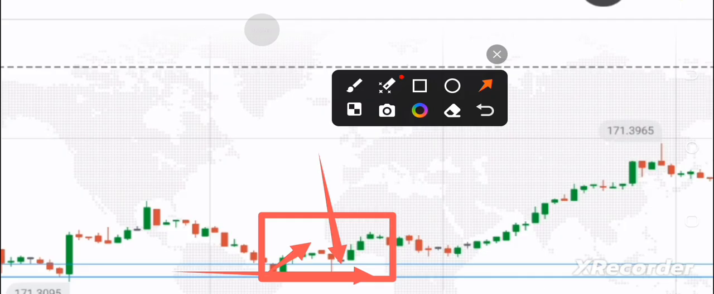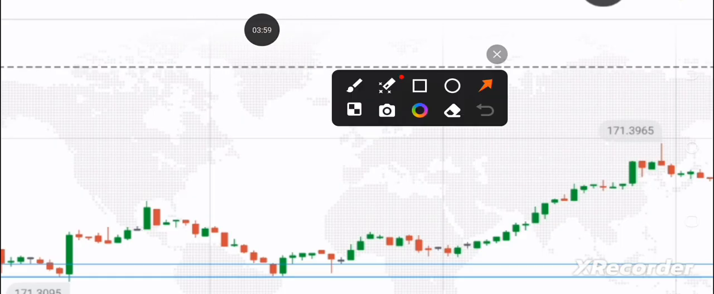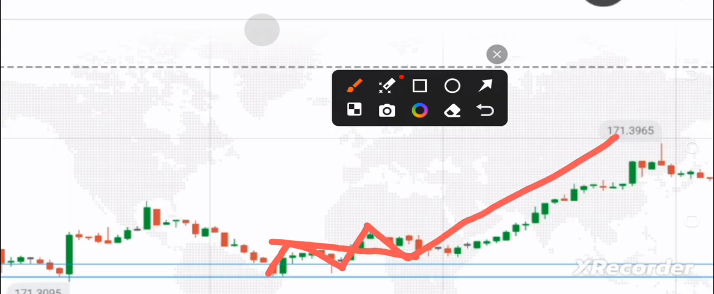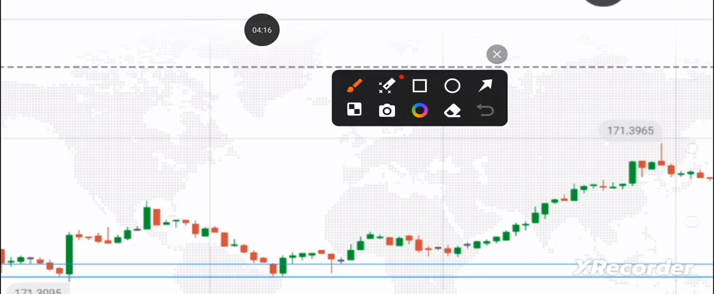After the doji candlestick, I saw an engulfing candle. So the market was moving like this. It tried to form a channel. After breakout of this level, we can expect the market to move up. So we opened a position here, after spotting the doji candlestick.